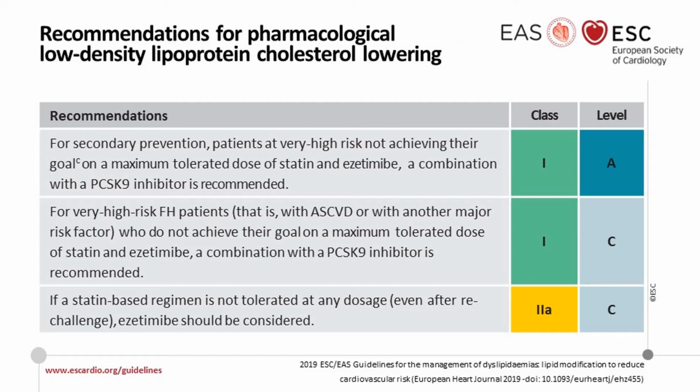So that is for primary prevention, but for secondary prevention, if you want to achieve the target in very high-risk patients, you have to add PCSK9 inhibitors as early as possible. And this is class 1A, different from the previous one. For very high-risk patients, that is, with atherosclerotic cardiovascular disease or with other major risk factors, who do not achieve their goal on the maximum tolerated dose of statin and ezetimibe, a combination with a PCSK9 inhibitor is recommended. It's class 1C.